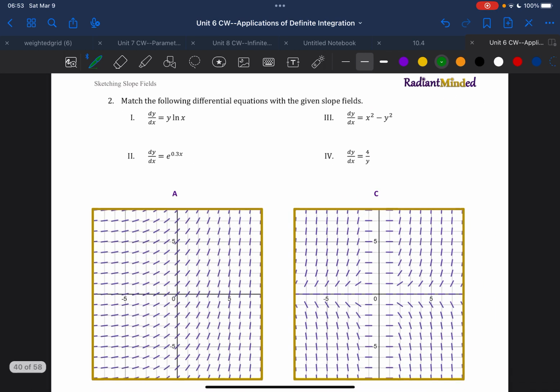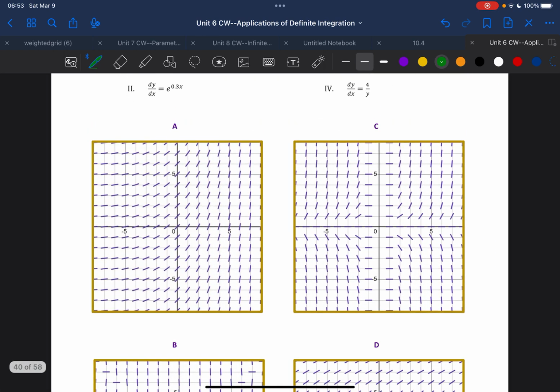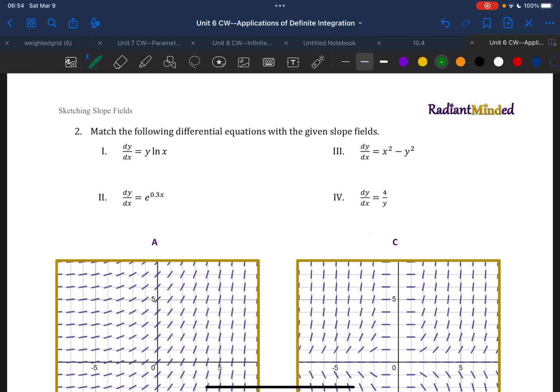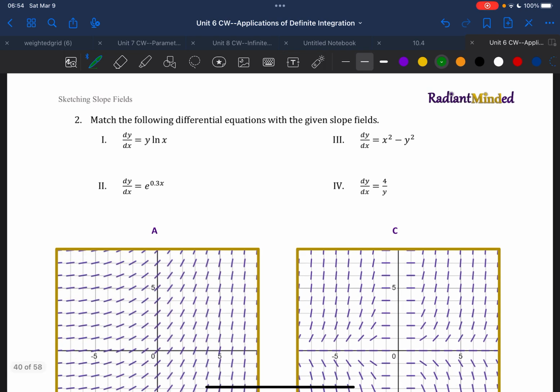Right. And now we're just going to do some matching of differential equations. Basically, you just got to figure out which of these graphs matches the differential equation. So I like to look for when the slopes are 0, what happens as x gets bigger, as y gets bigger, does it depend on x and y? And we'll look at all that. So I see number 3.